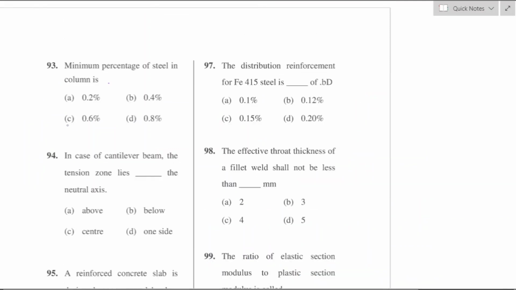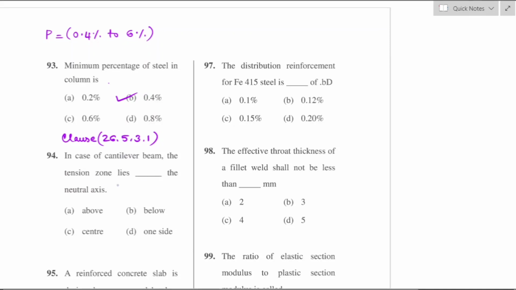Question number 93. Minimum percentage of the steel in the column is. As per IS 456-2000 from clause 26.5.3.1, the minimum percentage of the steel reinforcement shall be limited to 0.4% and its maximum percentage of the steel reinforcement shall be limited to 6%. So option B is the right answer. 0.4% is the minimum percentage of the steel. This minimum percentage of steel reinforcement is required to ensure the minimum flexural resistance due to unexpected eccentricity that may occur in the column and to account for the creep under sustained loading. So option B is the right answer.